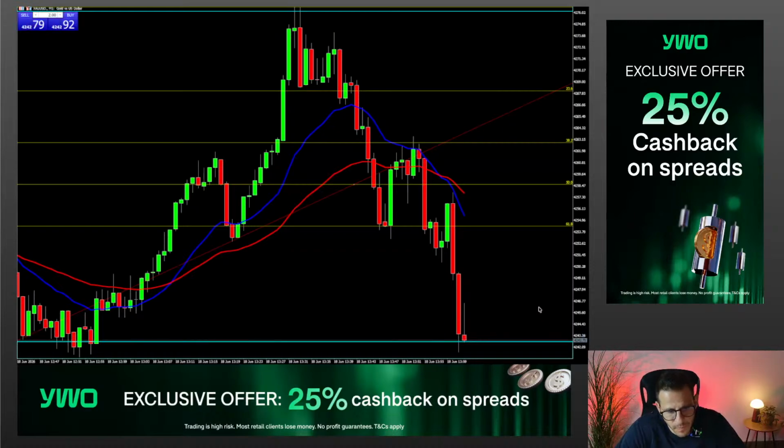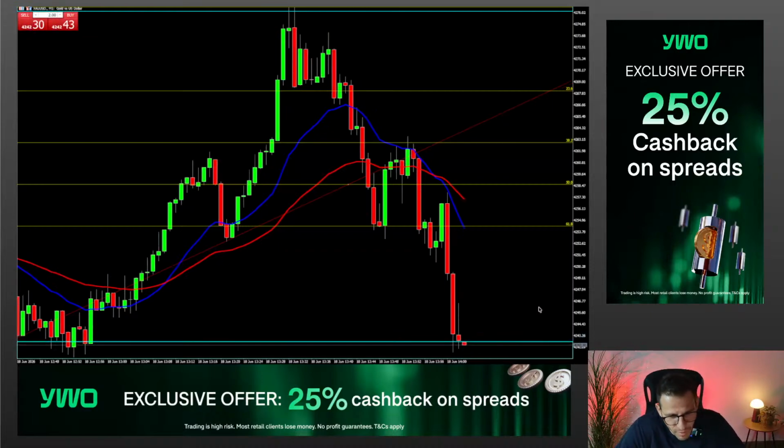Let's see. Will the price make it? What do you guys think? Are we gonna smash this level? Are we going through? We have a doji candle now. This doji candle, inside doji candle, I don't like it. I want to see the breakout.